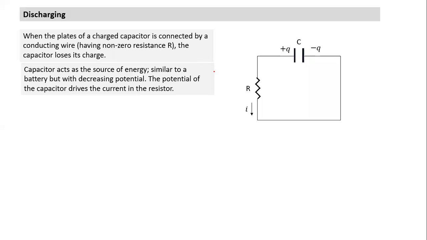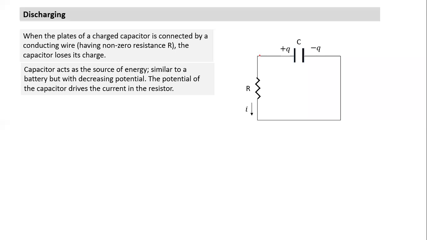If it is connected by a conducting wire, that wire will always have a non-zero resistance. It's impossible to have a wire with zero resistance. So let the overall resistance of this wire be R. The moment we make this connection, the capacitor will start getting discharged. Similar to the charging process, discharging also takes some finite period of time and current will flow.